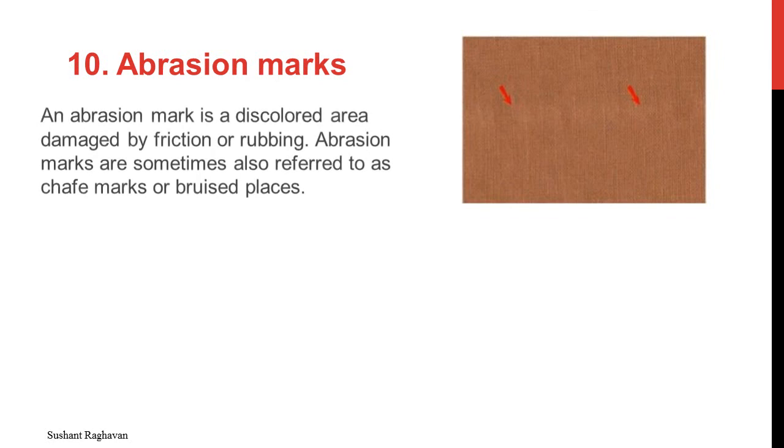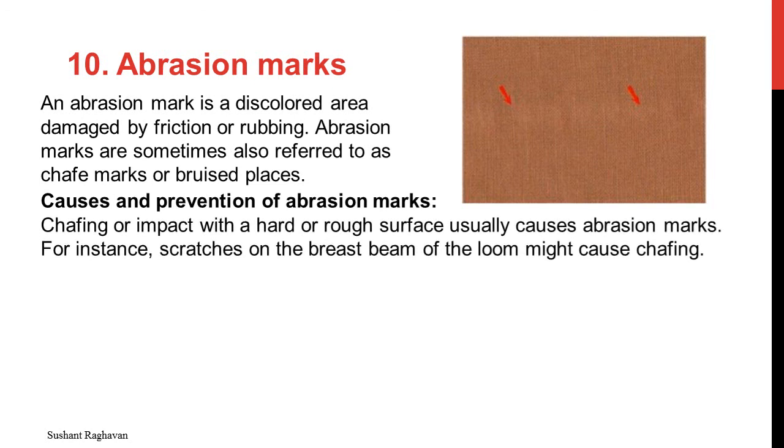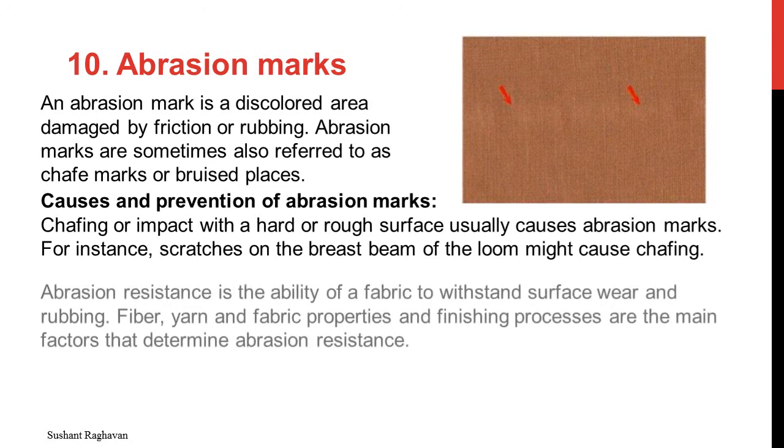fabrics. Abrasion marks. An abrasion mark is a discolored area damaged by friction or rubbing. Abrasion marks are sometimes also referred to as chafe marks or brush places. Causes and prevention of abrasion marks. Chafing or impact with a hard or rough surface usually causes abrasion marks. For instance, scratches on the brush beam of the loom might cause chafing.